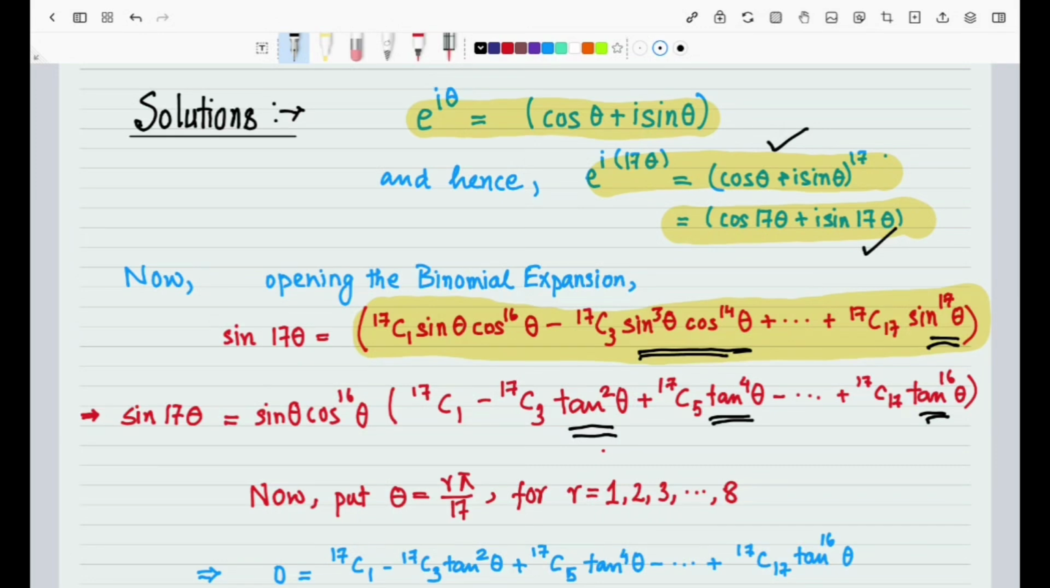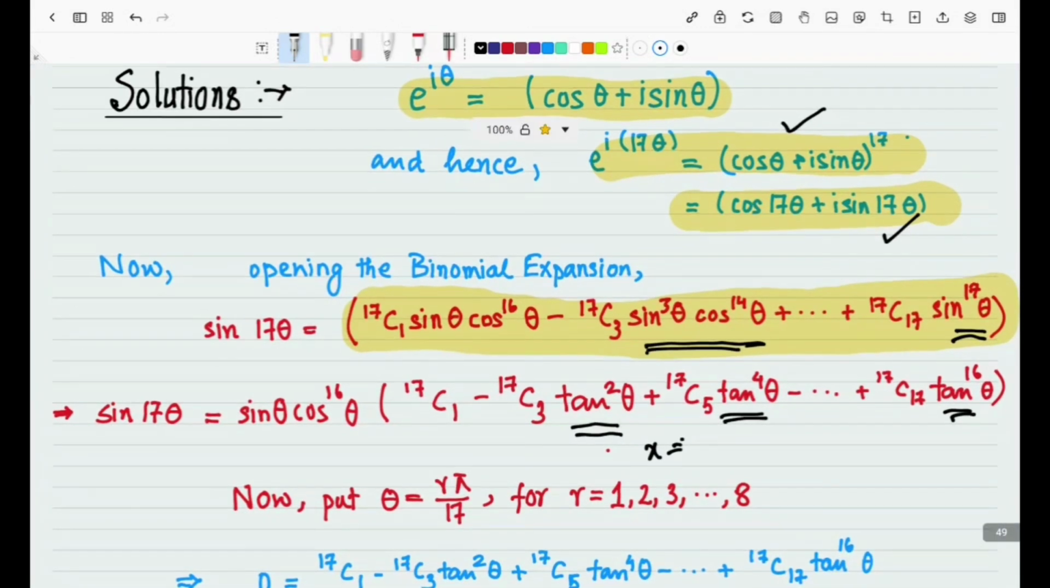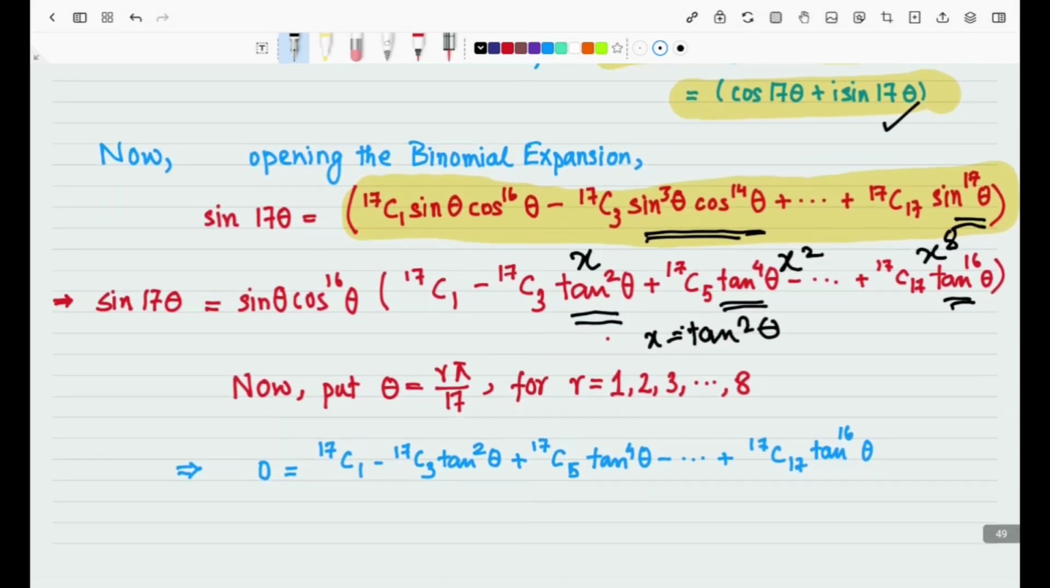Now if I take x equal to tan squared theta, this is the value of x, this is x squared, and so on up to x to the power 8. We now have an equation in terms of tan squared theta, where theta equals r pi by 17.